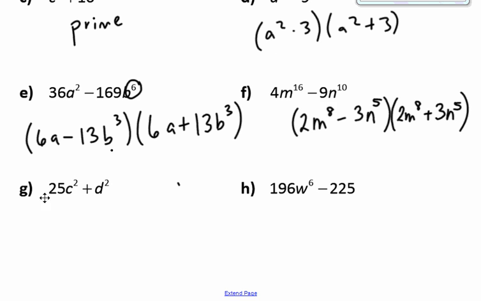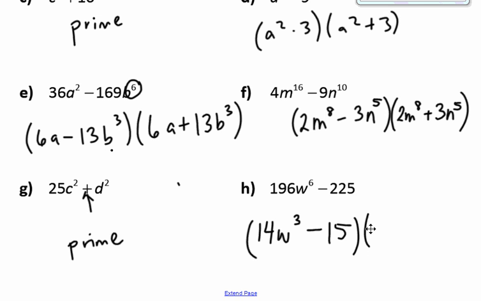And right off the bat, I see that I'm not subtracting, I'm adding two squares, so this is prime. Okay, so our final one is H. So 196, that was in the end of our list that we're looking at. That is 14. And then w to the 6th, 6 divided by 2 is 3. And then 225, that is the square of 15. So that's the first one, and then that's times 14w cubed plus 15.